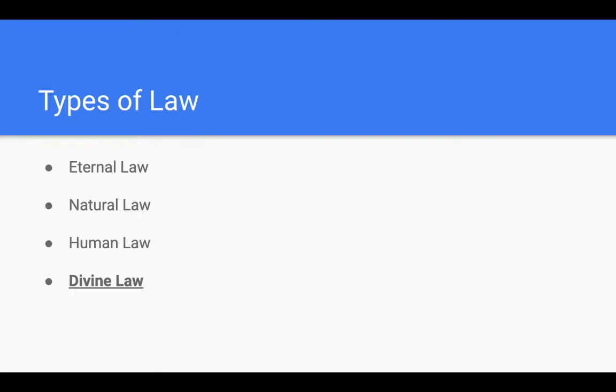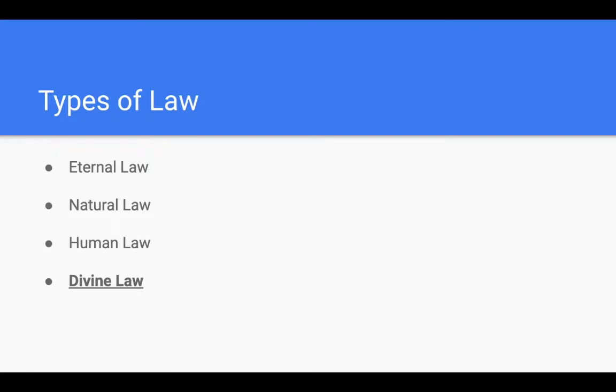There are four types of law. The eternal law, that is God's design or plan for creation, how things are to exist and to function. There's the natural law, which is the intellectual creature's participation in the eternal law, meaning God not only has a design or a plan for creation and then executes that plan in creation, intellectual beings like humans can recognize that plan and live according to it.